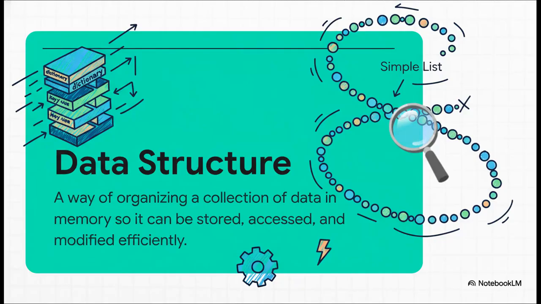And what we've just done here, this simple choice between one giant list and 10 smaller buckets, is we've picked a different data structure. And that's all a data structure is really. It's just a fancy name for a specific way of organizing your data so you can use it efficiently.